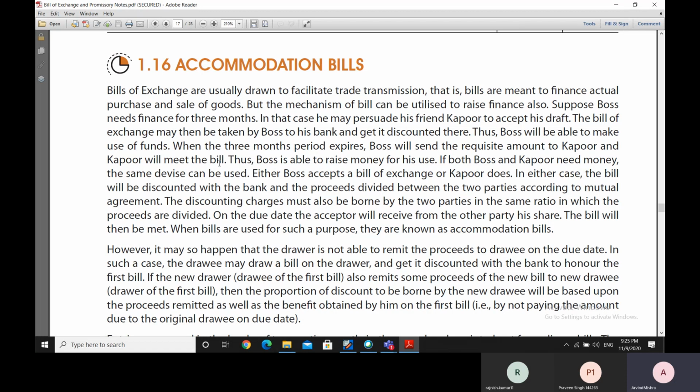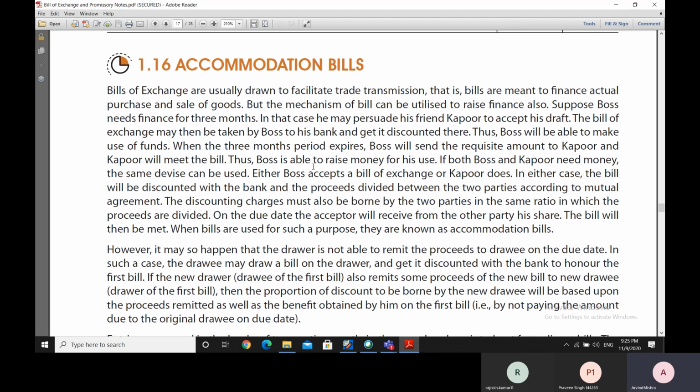Kapoor will meet the bill. Thus Bose is able to raise money for his use from the bank. So in this case, he is not requesting the bank for anything. He is simply discounting his bill with the bank.